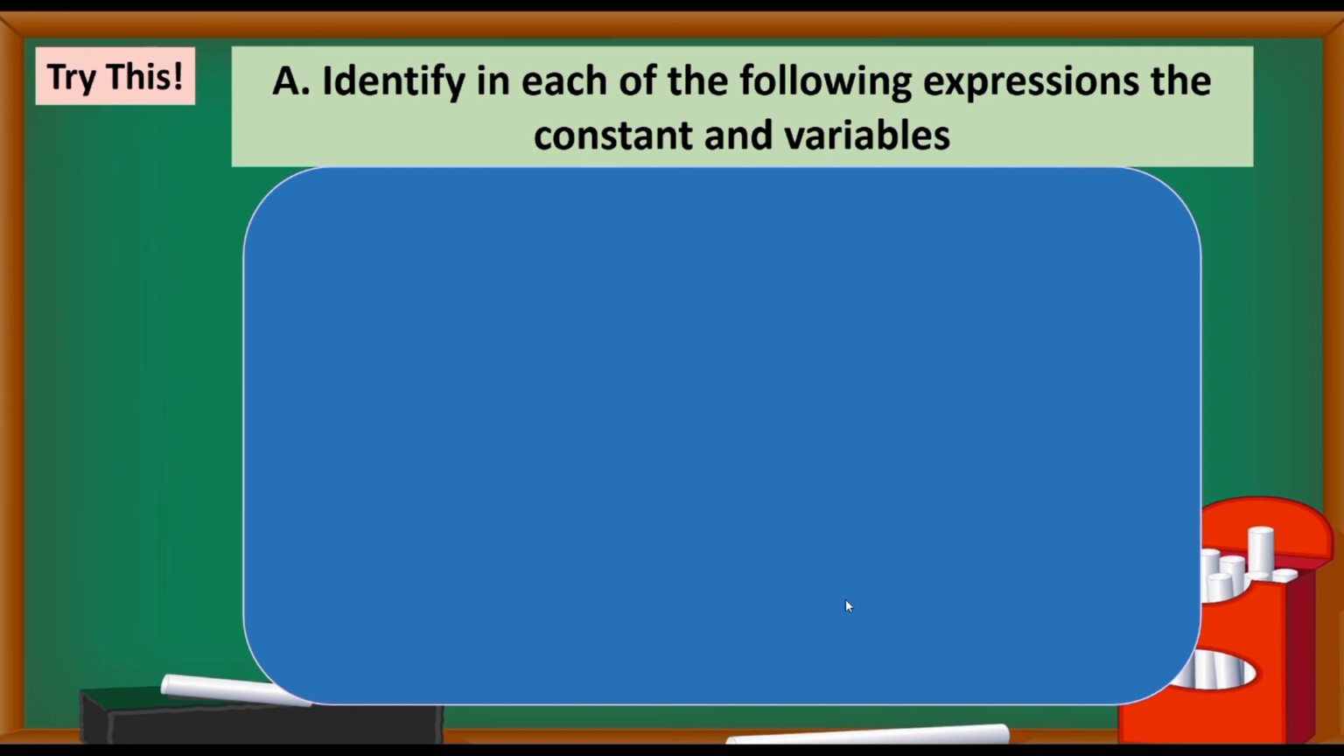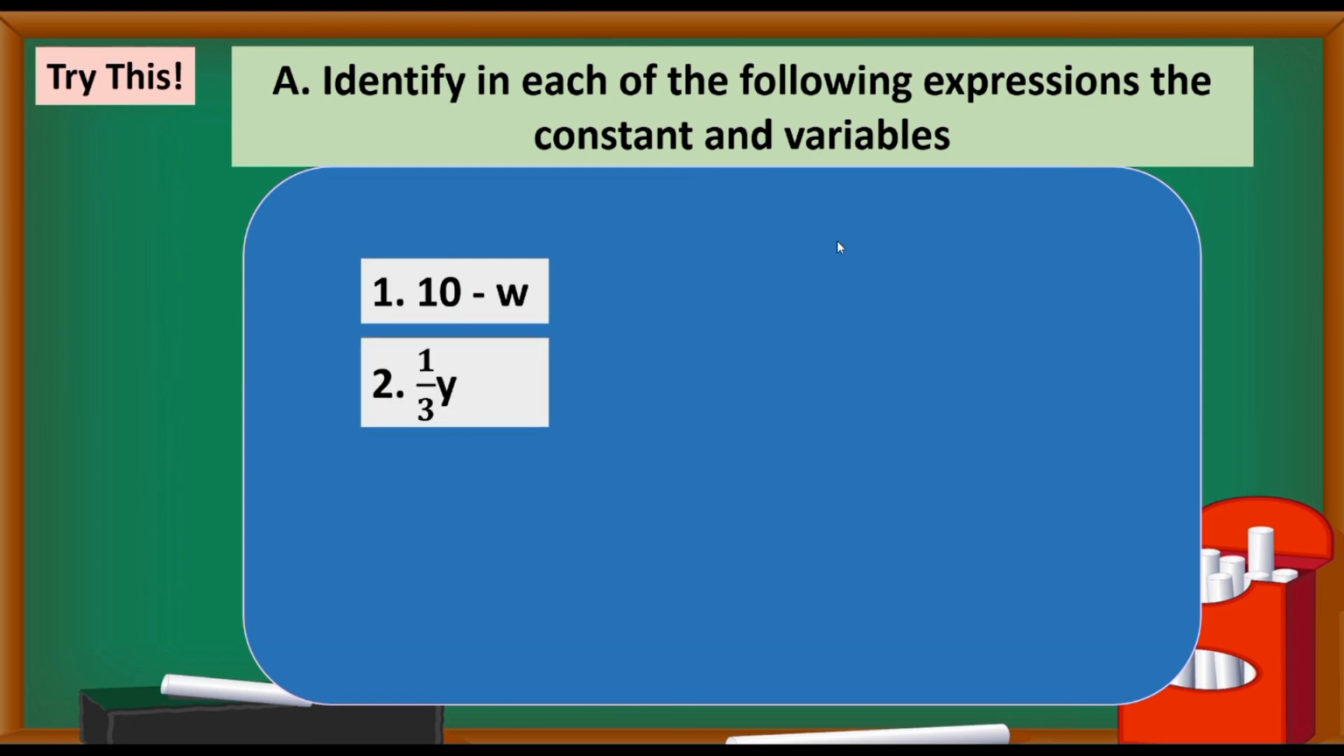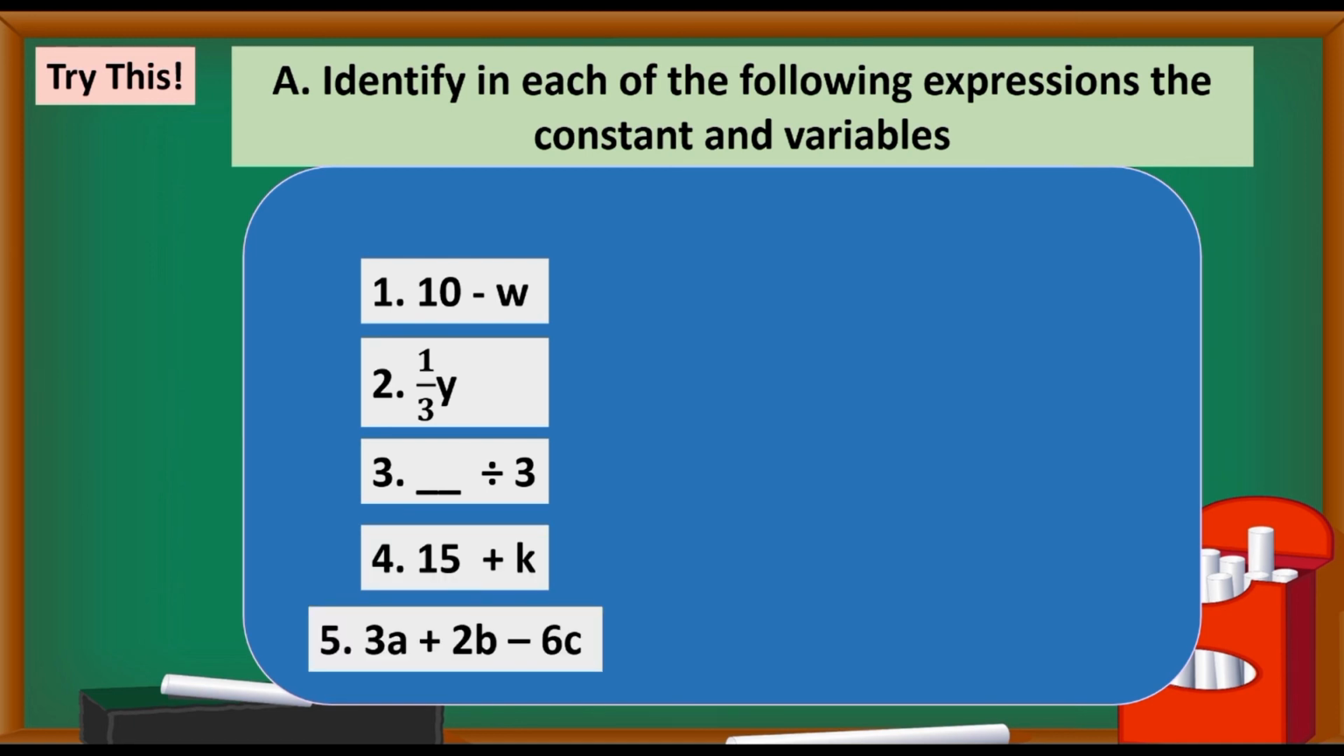So, let us try this. Tingnan nga natin kung naintindihan ninyo. Let us identify the following expression given the constant and the variable. So, constant, pag sinabing constant, that is number. Pag sinabi naman pong variable, pwedeng letters or symbol. So, try nga natin. O, 10 minus W. 1/3 over Y. So, blank divided by 3, 15 plus K. And 3a plus 2b minus 6c. So, ngayon, alamin po natin, sino kaya ang constant at sinong variable?